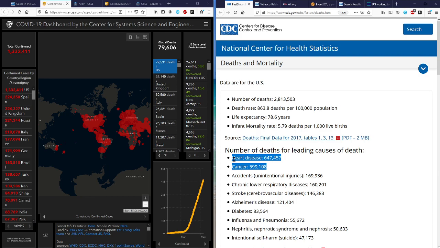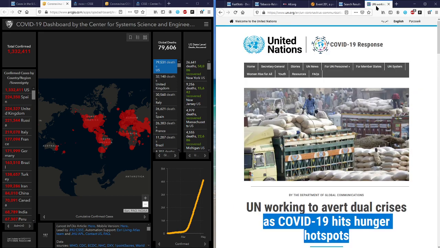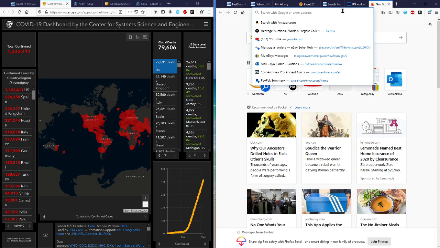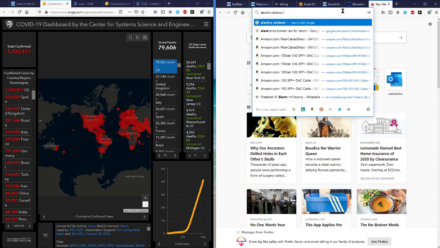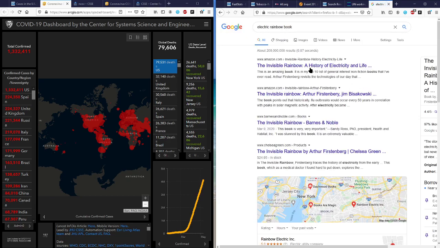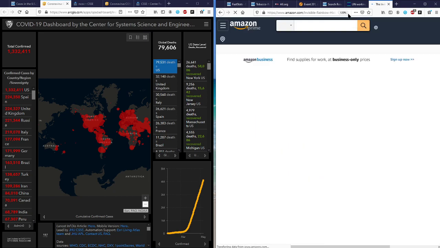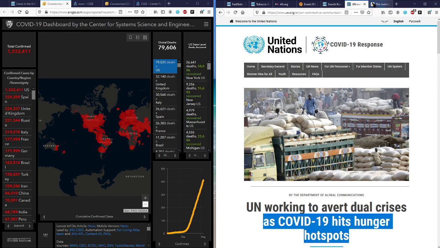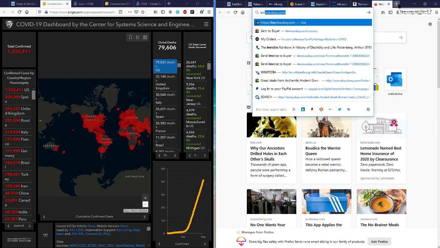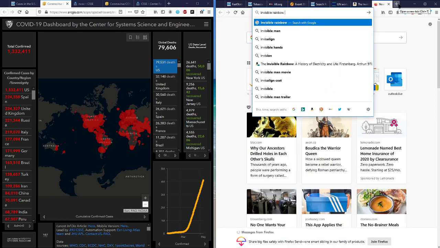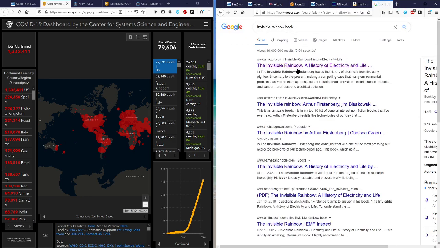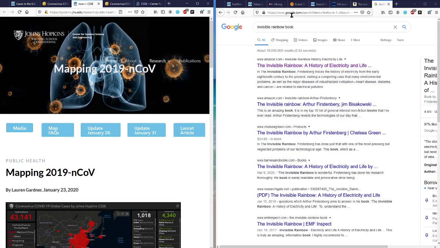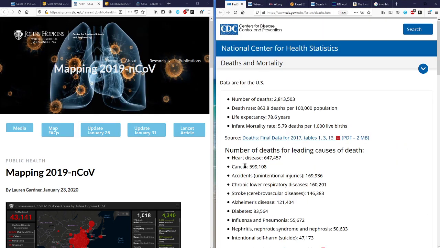One of the things I actually came across is, I think it's called Invisible Rainbow. In the Invisible Rainbow book, it's the history of electricity and life. I recommend reading it, and the connection that they pointed to, regarding at least this number, is that electrical fields do have an effect on the body.